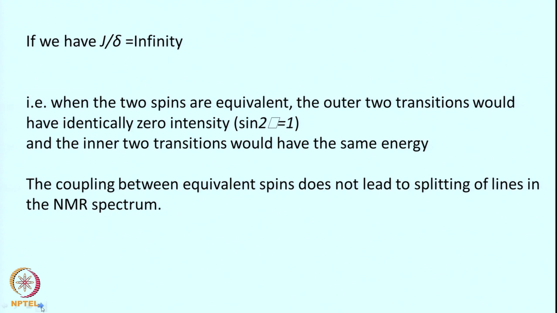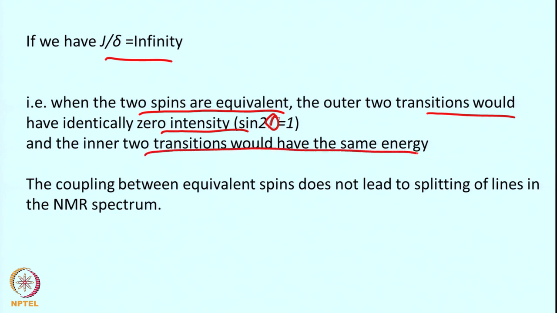Okay. So, that is what we discussed. As J by delta is infinity, that means two spins are equivalent and the outer two transitions would have identical zero intensity and the inner two transitions would have the same energy. So, the coupling between the equivalent spins does not lead to splitting in the NMR spectrum.